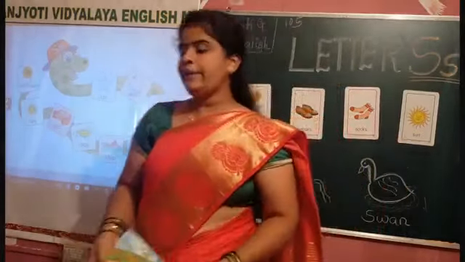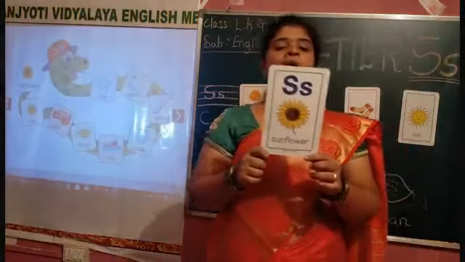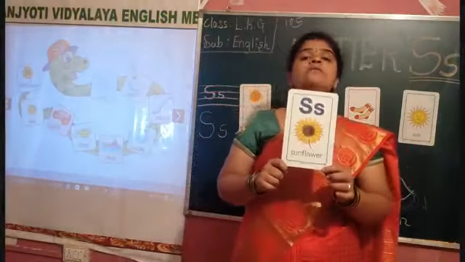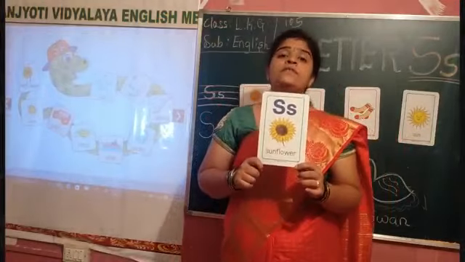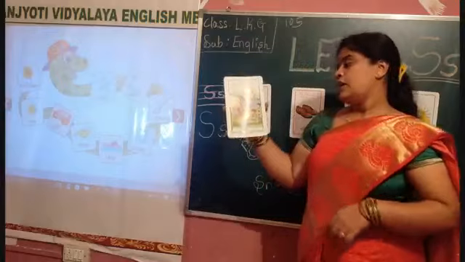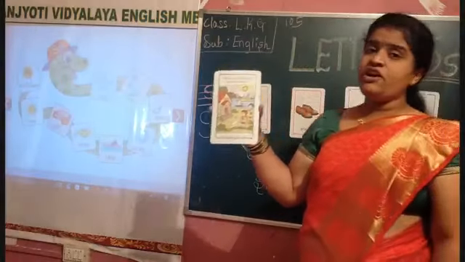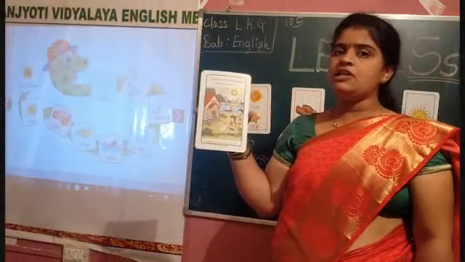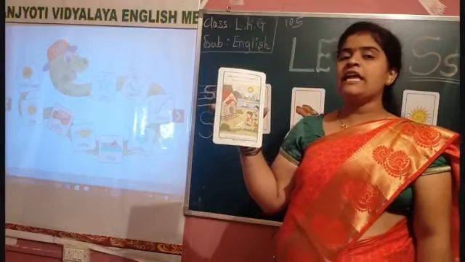Children, you have the S flash card. All of you have it. S for sunflower. Turn the page. Here we have a picture. In that picture, search where the pictures beginning with S are.